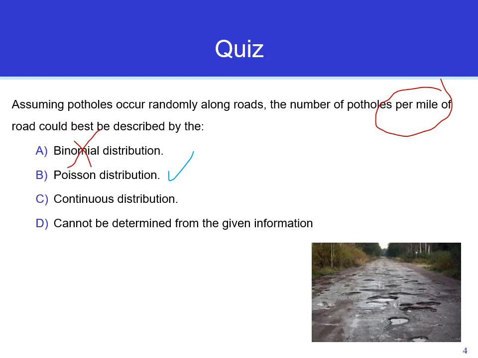So let's see if C is true. Is it a continuous distribution? The number of potholes, you cannot have 6.8 potholes. You cannot have 10.2 potholes in a road, right? So clearly it's not a continuous distribution, and C cannot be correct either. D, cannot be determined from the given information. Well, it looks like it's a Poisson distribution, so why not? So the answer is B.